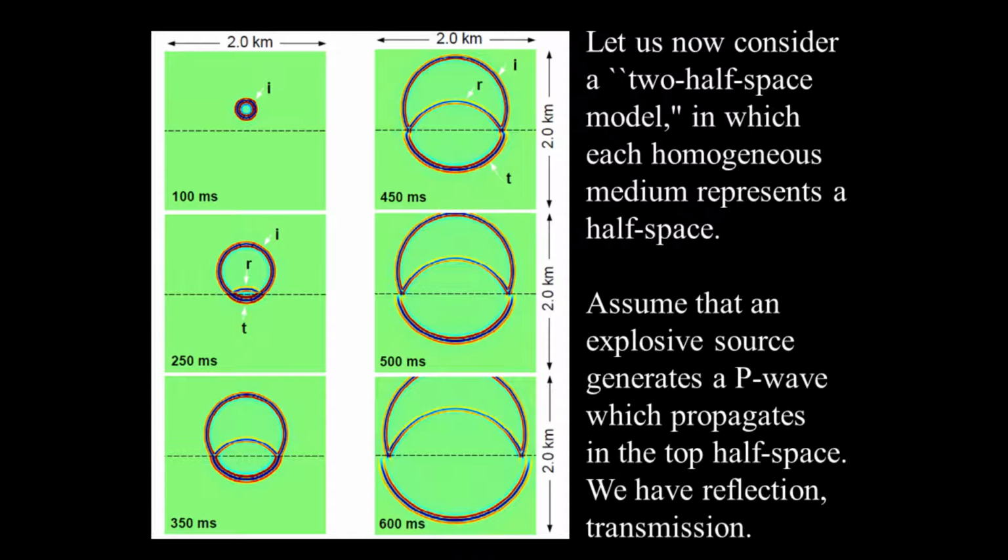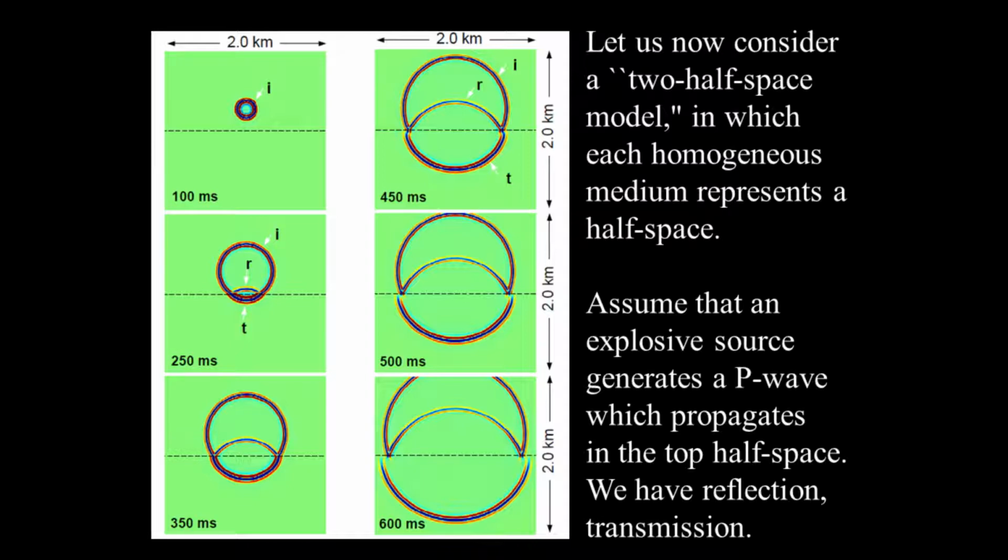In this figure, the phenomena of reflection and transmission described by the movie are now displayed as snapshots. The symbol I indicates incidence waves. The symbol R indicates reflected waves. And the symbol T indicates transmitted waves.